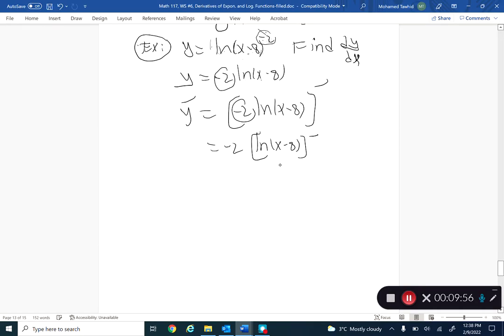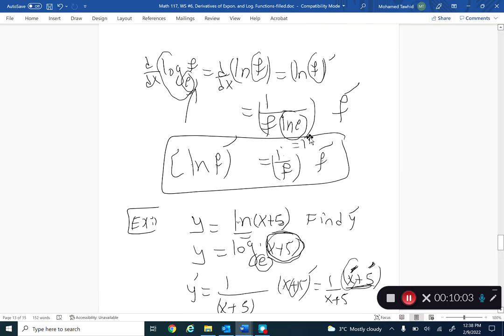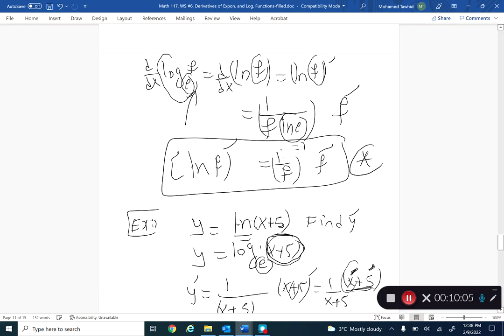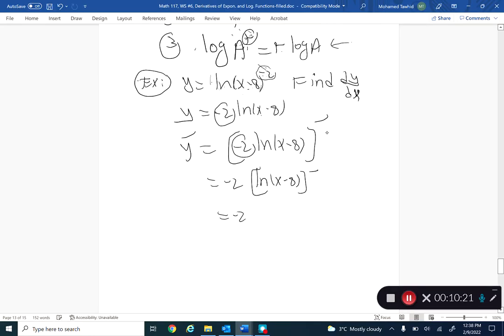So now, what is the derivative of log? If you want, you can apply the rule, which is 1 over f, rule number 2. Derivative of ln f will be 1 over f times f prime, right? Because of that, I have to go back here. So you have negative 2, that's a constant, times 1 over f. What is your f? x minus 8, multiplied by f prime. So that is your f prime.